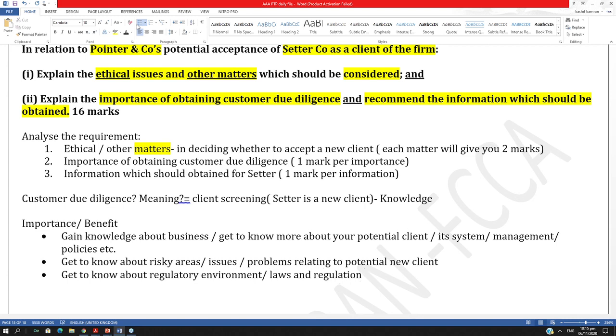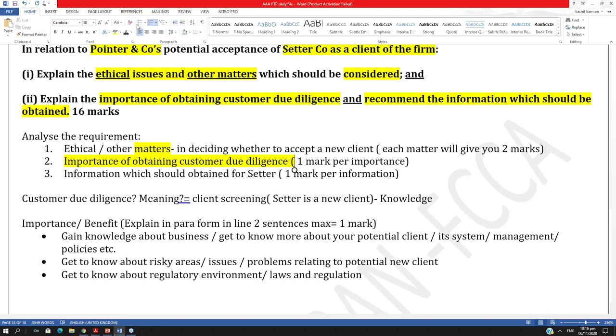So do you believe client screening is beneficial? Does client screening give you some benefits? Every benefit you explain in paragraph form, in 2 sentences max, is equal to 1 mark. It can give you the benefit of identifying whether the client is involved in money laundering or not. So that's even a benefit. I hope you're clear with point number 2, the importance of obtaining customer due diligence. So is everyone clear with the jargon, customer due diligence? It is as simple as that, known as client screening, right?